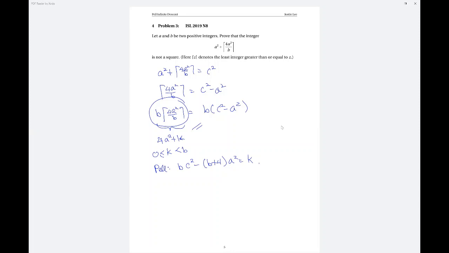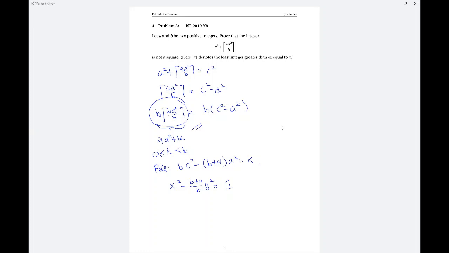Again, we aim to apply Brahmagupta's. That means we aim to solve the equation x squared minus (b plus 4) over b times y squared equals 1. Is there a solution to this?